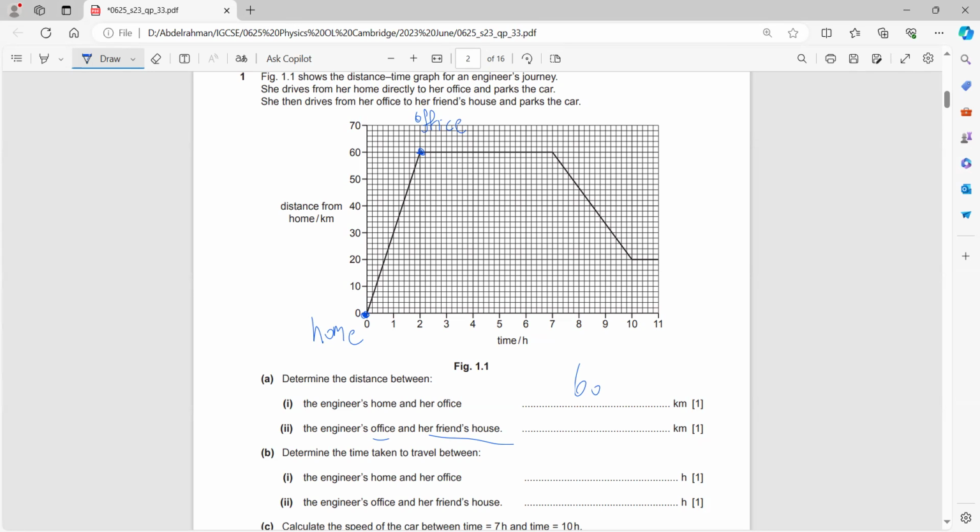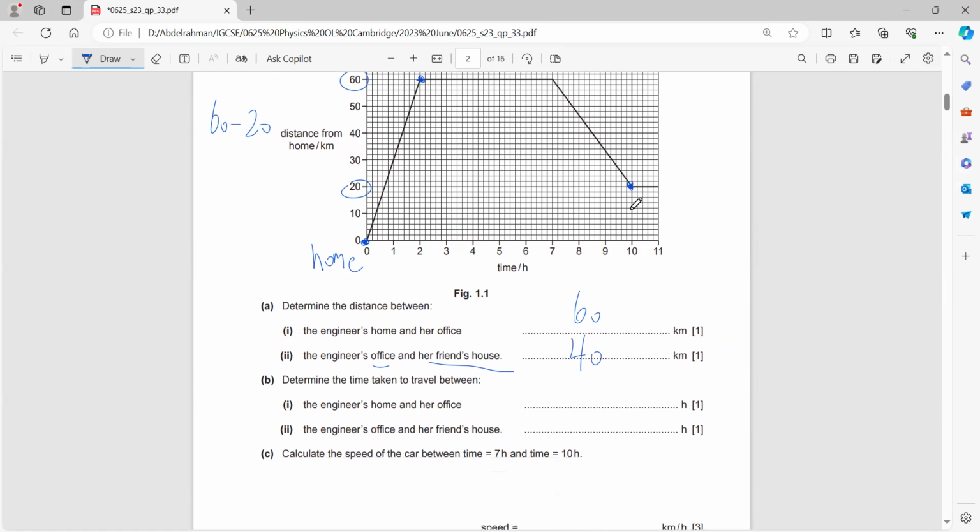Distance between the office and the friend's house. Any ideas? This is the friend's house, so here it was at 20. The distance between 60 and 20 is 40 kilometers. 60 minus 20.